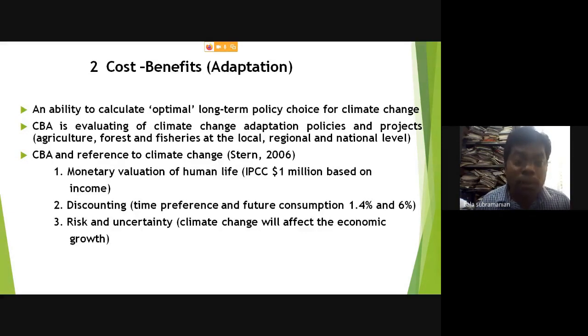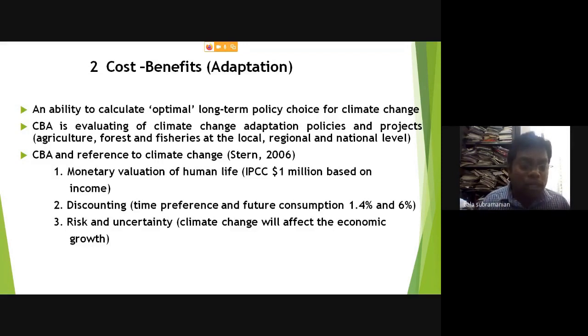Before implementing cost benefit analysis in the adaptation strategy, they have to assess what percentage of discount rate they are assigning for the climate change policy. India also still has the problem of how to implement the discount rate once they introduce the climate policy. So we are working on it.